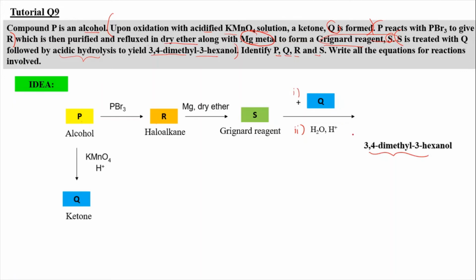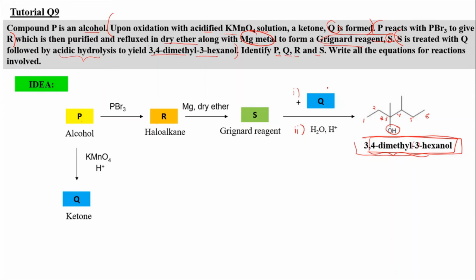So then we need to identify P, Q, R, and S. Okay, so for this part, we have to draw the product first, and then we're going to do the reverse way. Kita patah balik ke belakang, because we know that the product here is given as 3,4-dimethyl 3-hexanol. Okay, so it's going to have 6 carbon chain, which is 1, 2, 3, 4, 5, 6. And at carbon number 3, they're going to be attaching with OH. And then at carbon number 3 and 4, it's going to be a methyl group. Okay, so we know that this is our product.